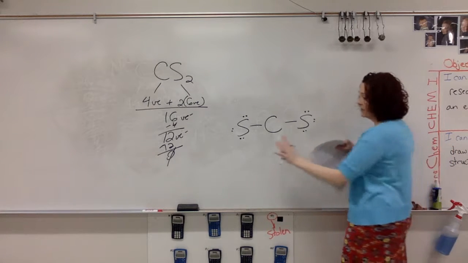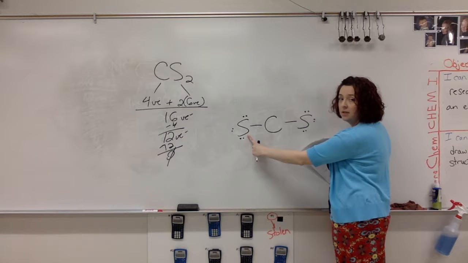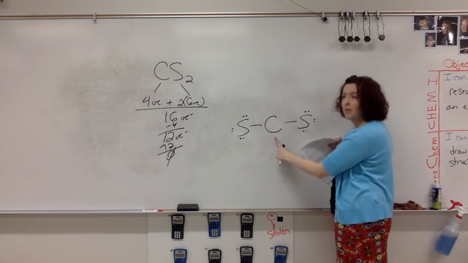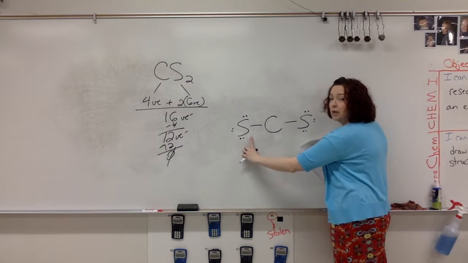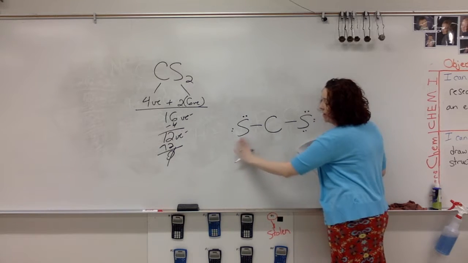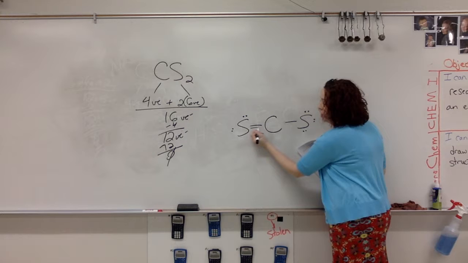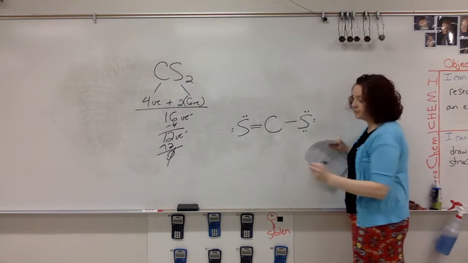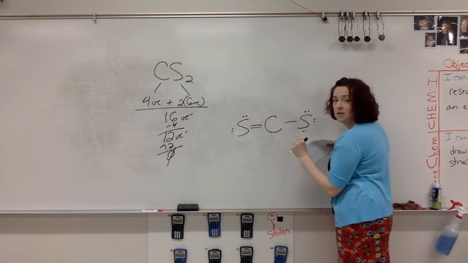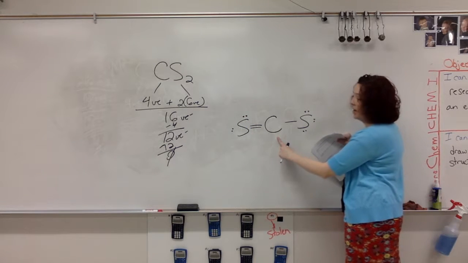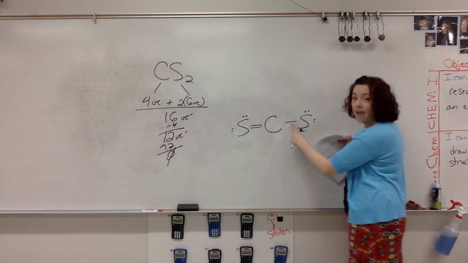All right, so here's what happens. The sulfur on the right looks at carbon and goes, oh, poor baby, you don't have 8. Here's what I'm going to do for you. I'm going to take one of my lone pairs and share it with you in a double bond. This sulfur is still happy. 2, 4, 6, 8. Let's check to see if carbon's happy yet. 2, 4, 6. He's not happy yet.